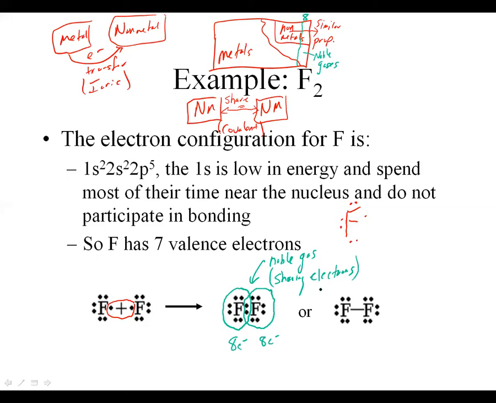And again, like we see on the bottom here, you can represent the bond between the two F's with the dots like we did here. Or again, instead of the dots, you can use a line to represent those electrons that are being shared.